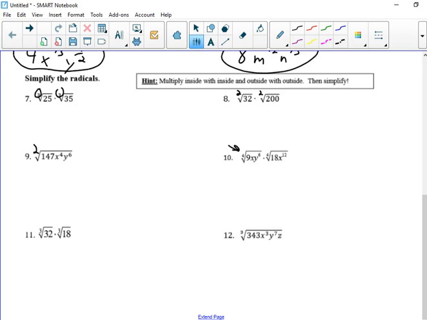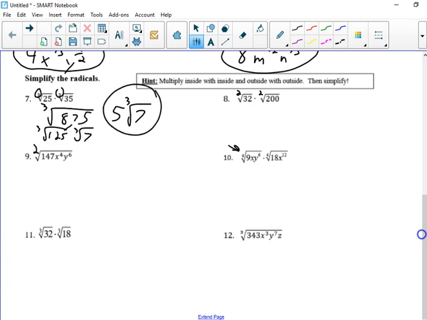Now, there is no number that goes into 25, and there's no number that goes into 35, so you end up having to multiply this and get 875. Now, this one does break down to 125 and 7. And remember, it's always cube root. Well, the cube root of 125 is 5, leaving cube root of 7.